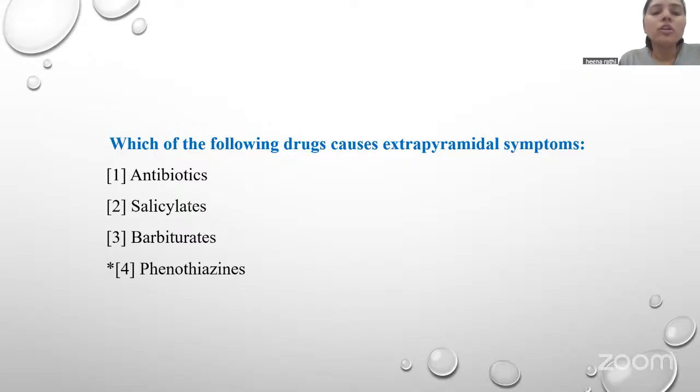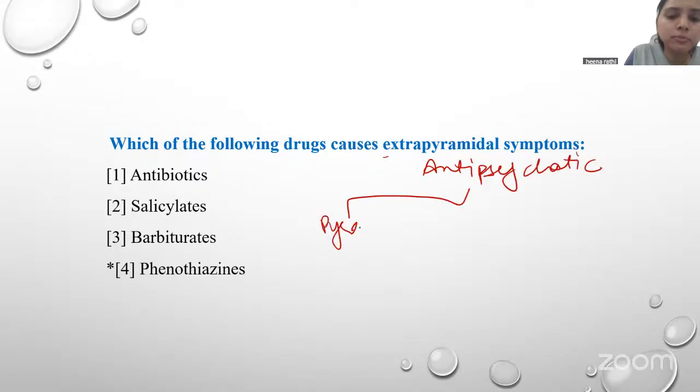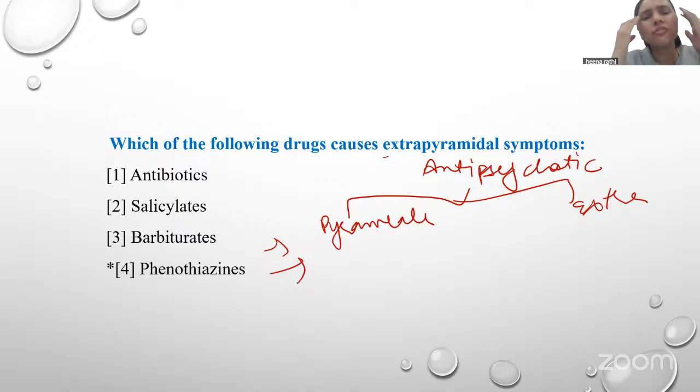Which one of the drugs causes extrapyramidal symptoms? Antipsychotic drugs produce two types of symptoms. First is the pyramidal symptoms. Second is the extrapyramidal. Pyramidal symptoms are like confusion, behavioral abnormality, ataxia, there will be restlessness, there will be the postural hypotension. These are produced by this.